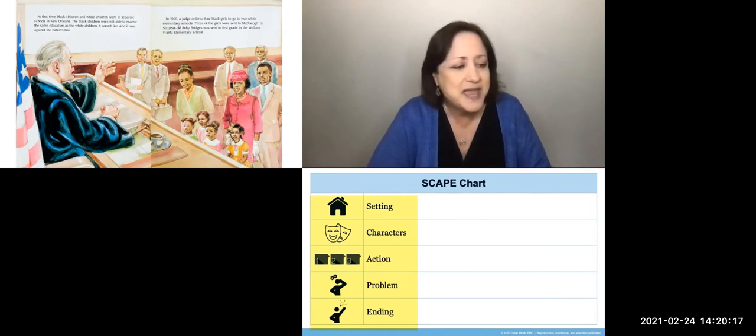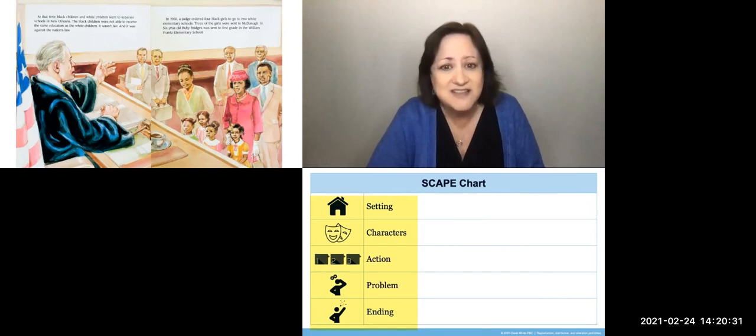At that time, Black children and white children went to separate schools in New Orleans. The Black children were not able to receive the same education as the white children. It wasn't fair, and it was against the nation's law. In 1960, a judge ordered 4 Black girls to go to 2 white elementary schools. 3 of the girls were sent to McDonough 19. 6-year-old Ruby Bridges was sent to 1st grade in the William Frantz Elementary School.